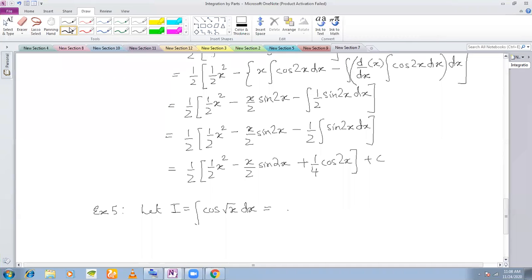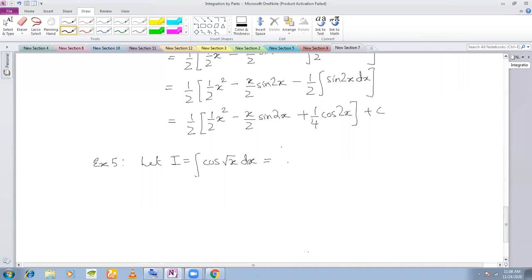Instead of doing the last way, what you do here is you multiply the numerator and denominator by root x. That will make your work a little easier. Now what you do is, you know that the derivative of root x is 1 by 2 root x, so you put t is equal to root x.